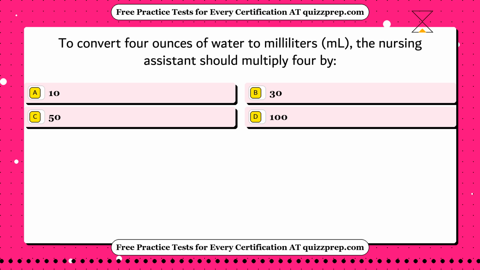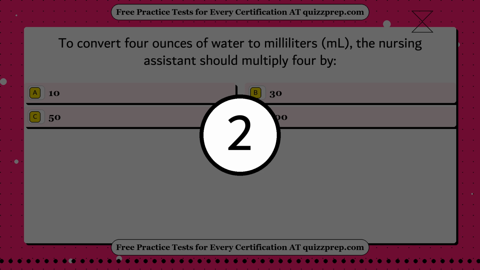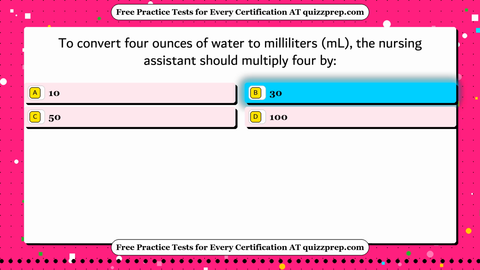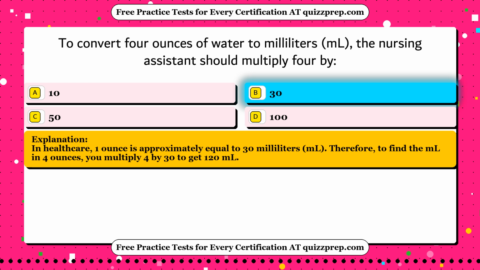Question 75. To convert 4 ounces of water to milliliters, ml, the nursing assistant should multiply 4 by: option A, 10, option B, 30, option C, 50, option D, 100. The correct answer is option B, 30. In healthcare, 1 ounce is approximately equal to 30 milliliters. Therefore, 4 times 30 gives 120 ml.